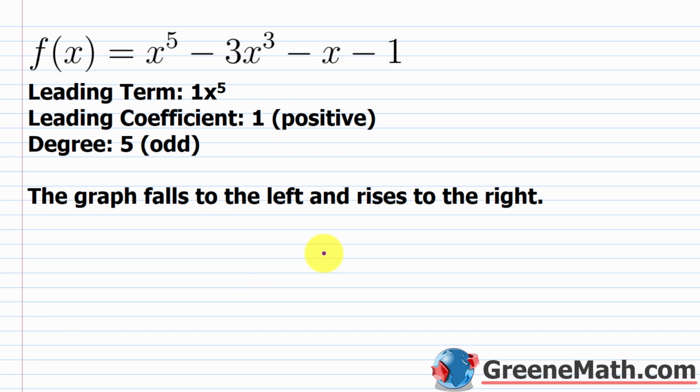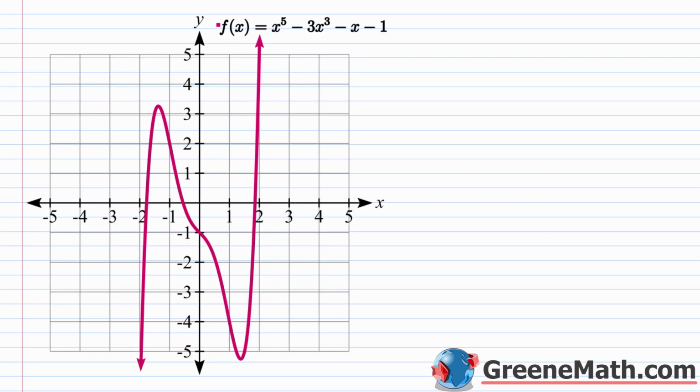All right, so let's look at an example. Here we're given f of x equals x to the 5th power minus 3x cubed minus x minus 1. So if we think about the end behavior of this guy, if we were to graph it, we're going to look at the leading term, which is x to the 5th power, or you could write that as 1x to the 5th power. So the leading coefficient is going to be 1, which is positive, and the degree is 5. So that's going to be odd. So that tells me the graph falls to the left and rises to the right. So if you want to look at the graph, here's the f of x equals x to the 5th power minus 3x cubed minus x minus 1. Again, it falls to the left and rises to the right.